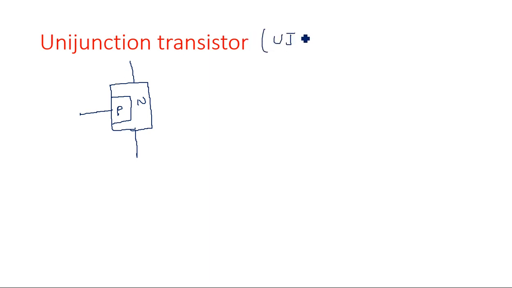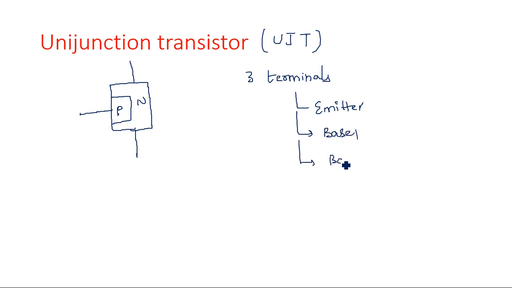It is UJT, unijunction transistor. UJT has three terminals. Those three terminals are the emitter, the second terminal base 1, and the third terminal base 2. That means it has one emitter terminal and two base terminals. So this is base 2 and this is base 1. Both base terminals are N type and the emitter is P type.